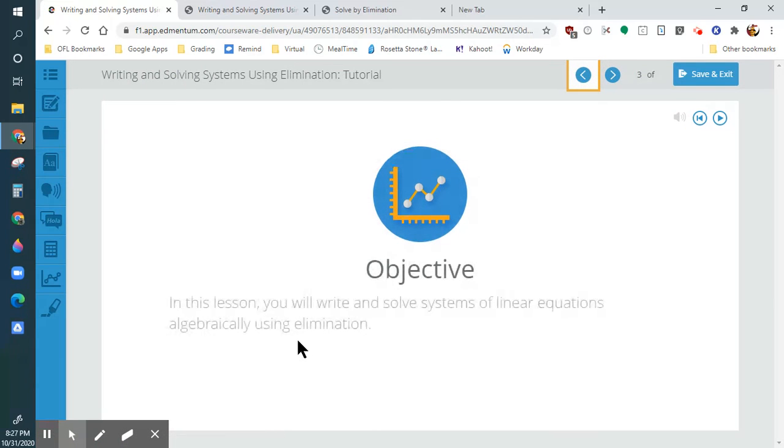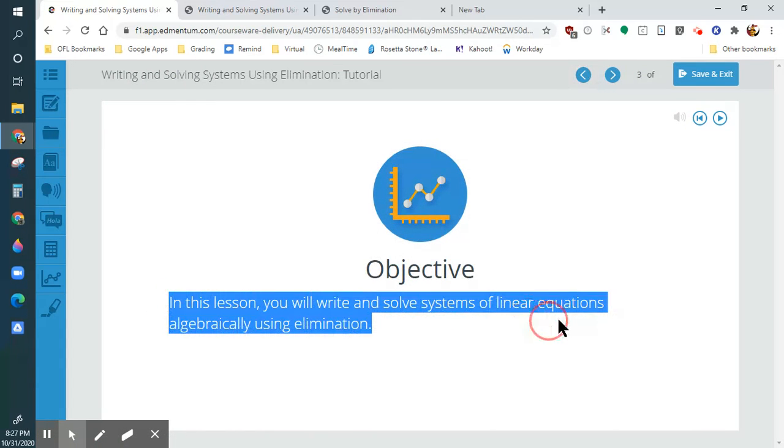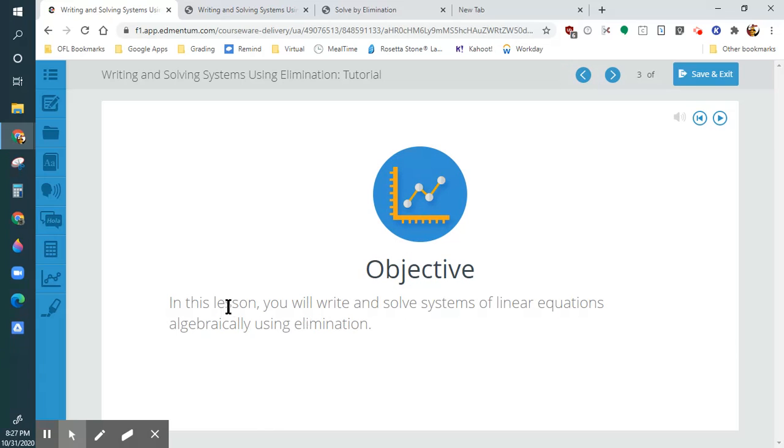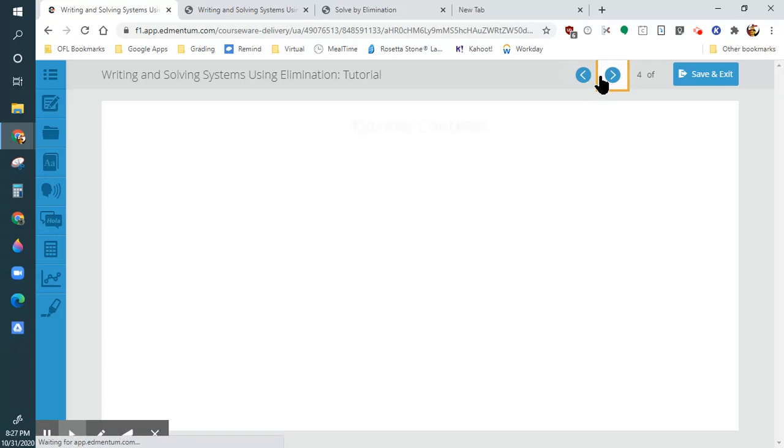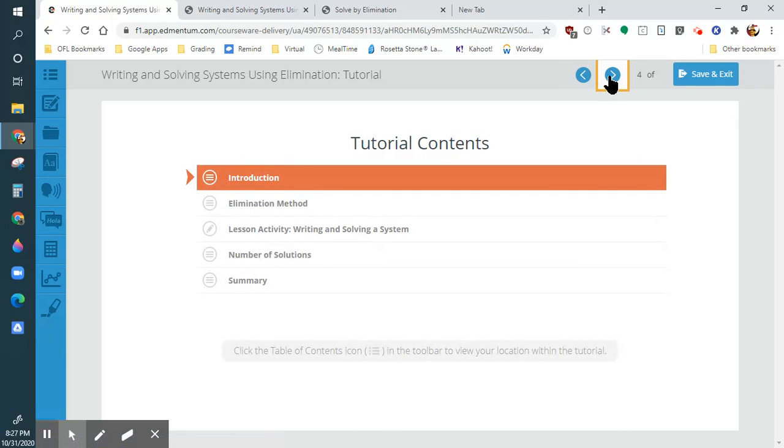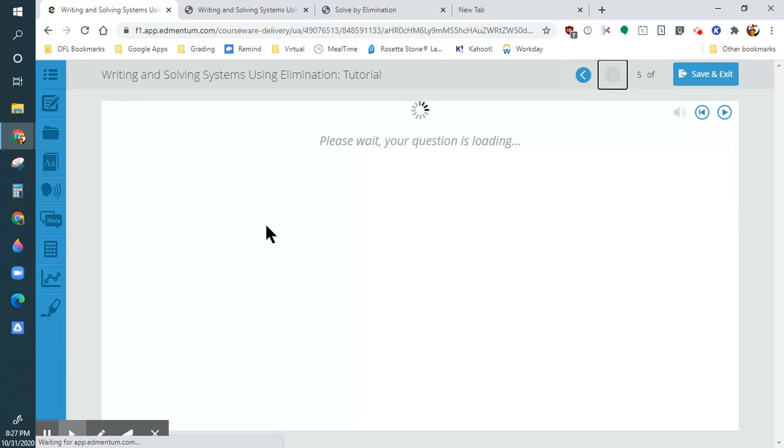And I forgot to read the objective. The objective, I feel like Edmentum kind of goes into obvious territory. It's like we're going to solve using elimination. So let's go into the introduction.